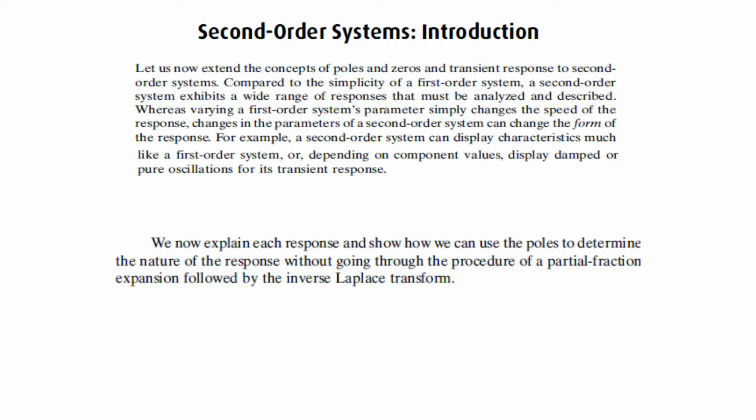Now let us consider the second order system. Now we use the concepts of the poles and zeros and the transient response for the second order system. Compared to the simplicity of the first order system, a second order system exhibits a wide range of responses that must be analyzed and described, whereas varying a first order system's parameters only changes the speed of the response. The changes in the parameters of the second order system change the form of the response.